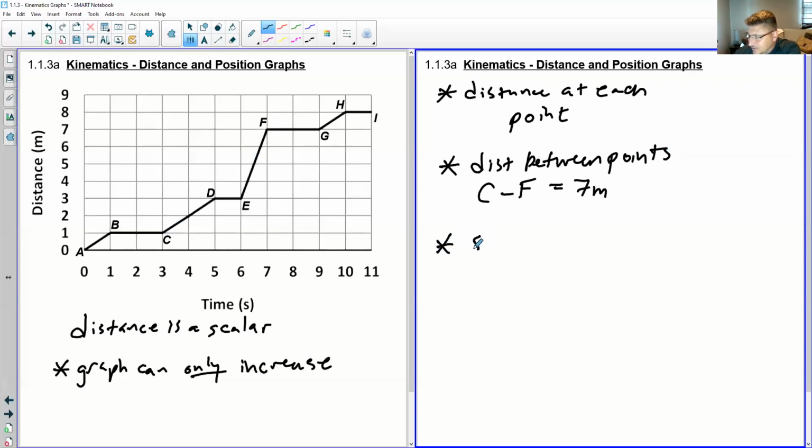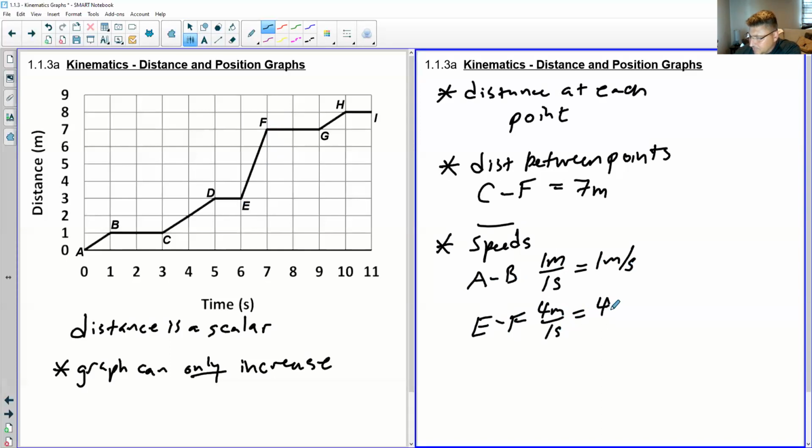Note that we can't get velocities, right? We can get average speeds. Now, how do you do that? Well, it's as simple as distance over time. So we can get the average speed for an interval, say the interval A to B. That would be 1 meter over 1 second, or 1 meter per second. We can get the average speed for interval EF. That would be 4 meters over 1 second, or 4 meters per second.